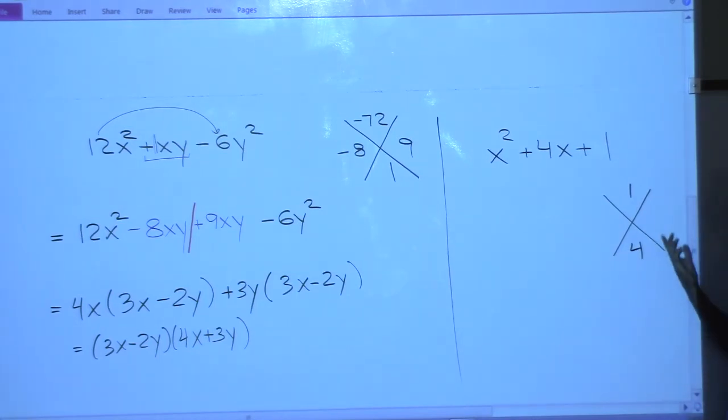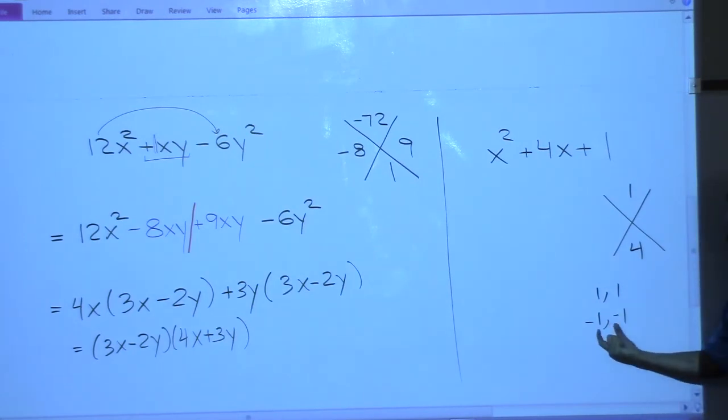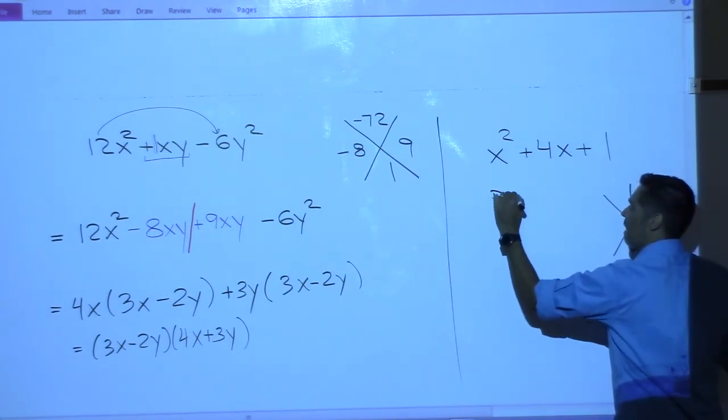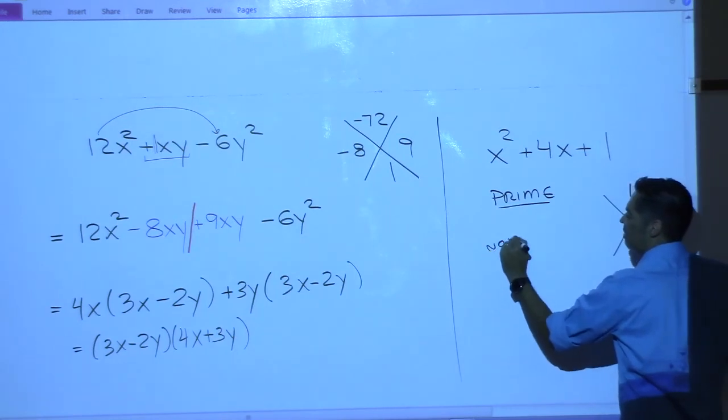What are the numbers that multiply to be 1? Like 1 times 1, right? Or you could have done negative 1 times negative 1. This multiplies to be 1, that multiplies to be 1. But these don't add up to be 4. And you can sit here and probably spend the rest of your life looking for them and you're never going to find them. And that's because not every expression factors. Some expressions don't factor. So in this case, if you look at your homework and you look at the answers, they will say that it is prime. That's what they'll say, it's prime. Which really means not factorable.